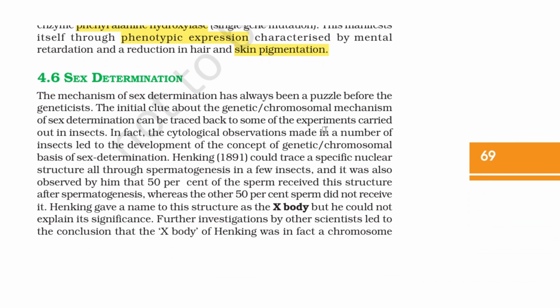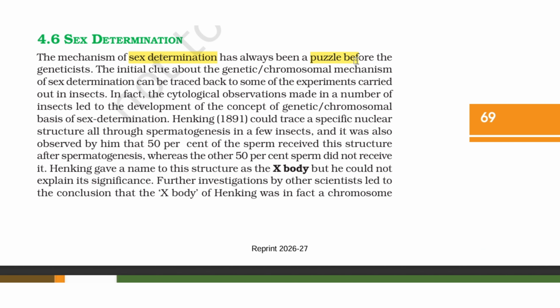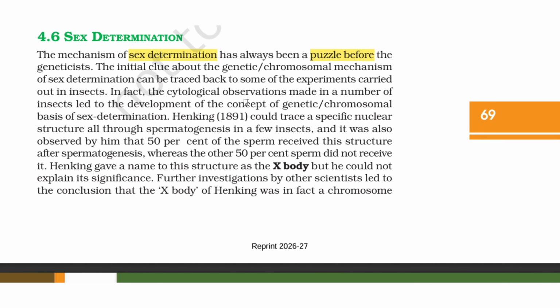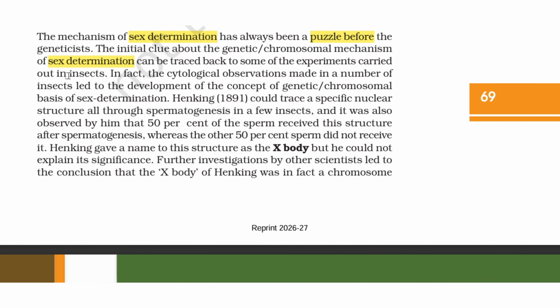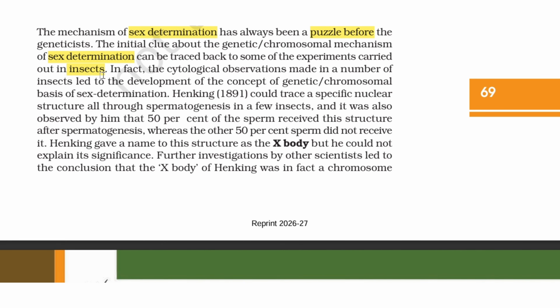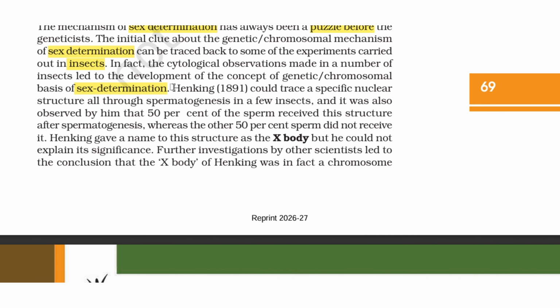Sex determination. The mechanism of sex determination has always been a puzzle before the geneticists. The initial clue about the genetic chromosomal mechanism of sex determination can be traced back to some of the experiments carried out in insects. In fact, the cytological observations made in a number of insects led to the development of the concept of genetic chromosomal basis of sex determination.